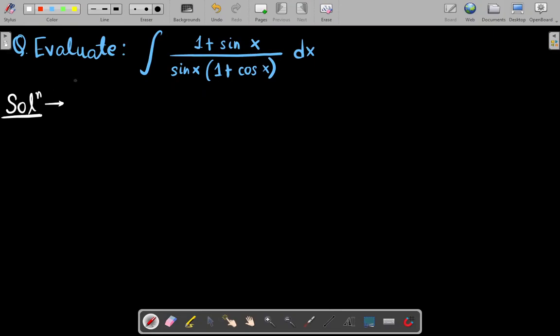Hello everyone. In this question, we are required to find the integral of (1 plus sin x) upon sin x times (1 plus cos x) dx. Okay, so let us start this integral. This is an indefinite integral. We are given 1 plus sin x in the numerator, and in the denominator it is the product of sin x times 1 plus cos x.